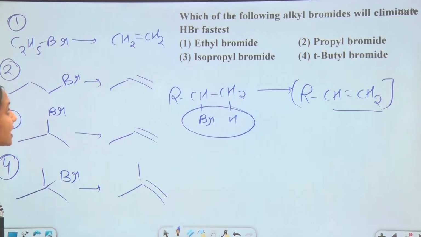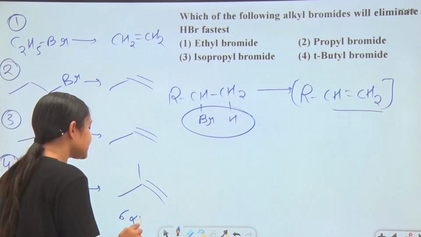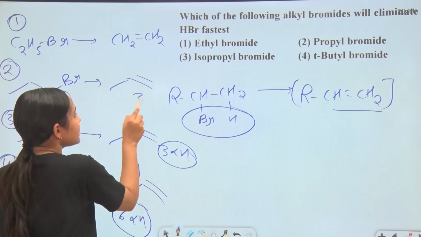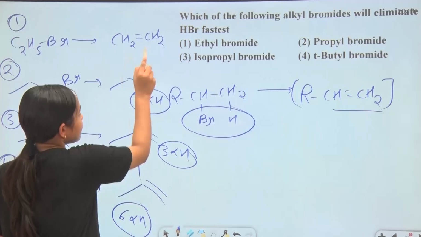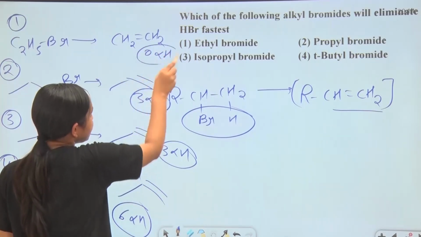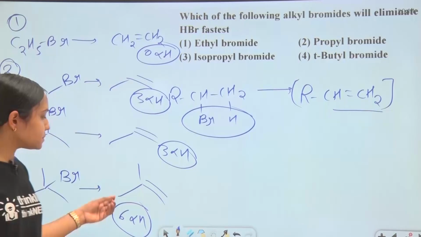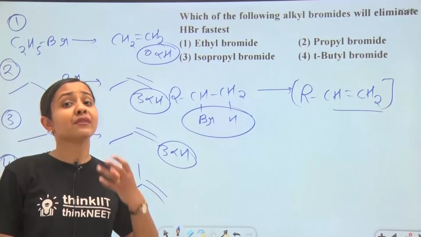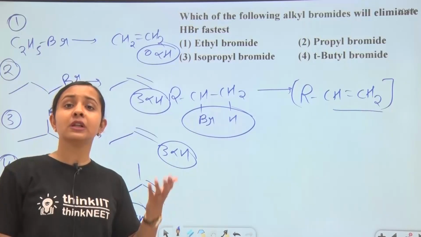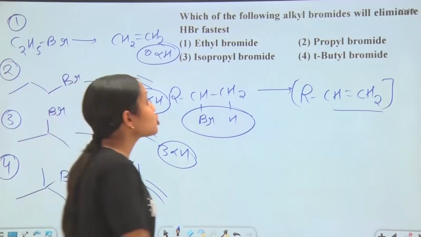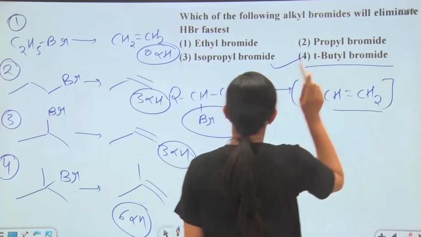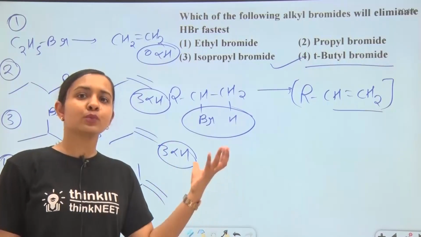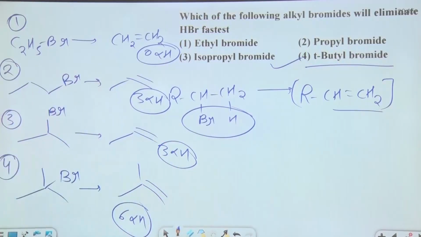Clear? Now student, you can see this alkene is stable by the 6 alpha hydrogen. This alkene is stable by the 3 alpha hydrogen, this alkene is stable by the 3 alpha hydrogen, and this alkene is not stabilized by any alpha hydrogen, right? So basically, the alkene which has more number of alpha hydrogen will be more stable, and if the product is more stable, then the reaction will proceed with the fastest rate. So option 4 is the correct answer. Tertiary butyl bromide will eliminate HBr fastest because it can form the more stable alkene. Thank you.